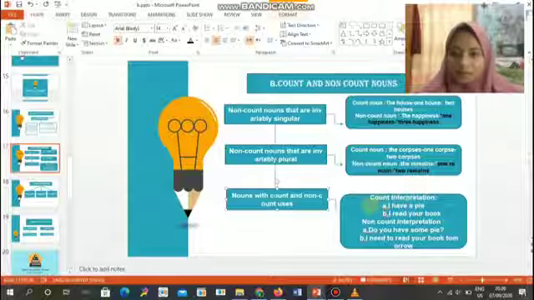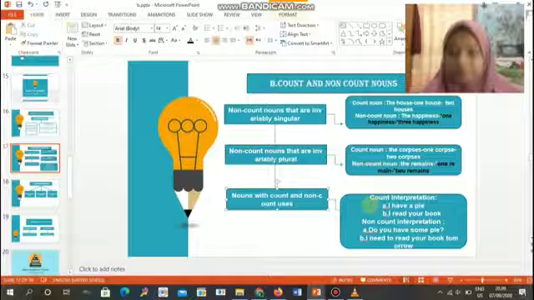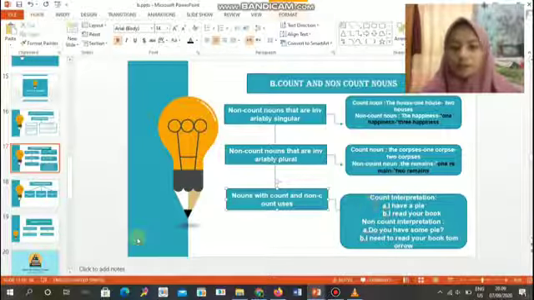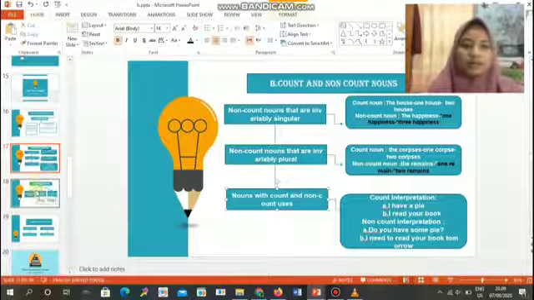There are count interpretations. Example: I have a pie, I read your book. Non-count interpretations: do you have some pie, and I need to read your book tomorrow. Okay, next.